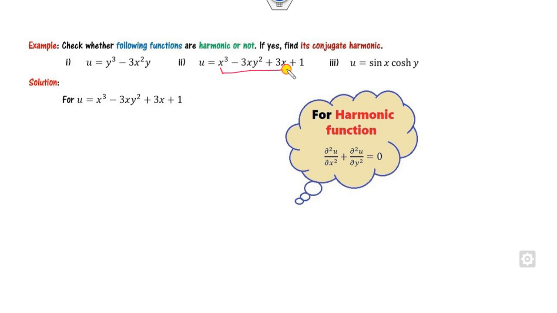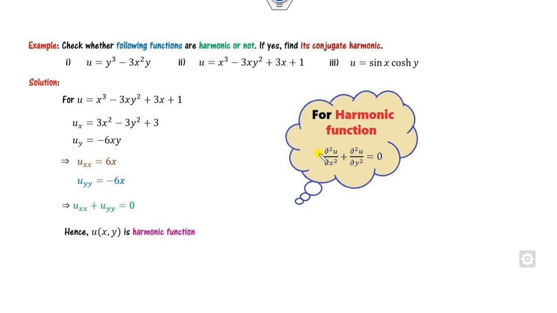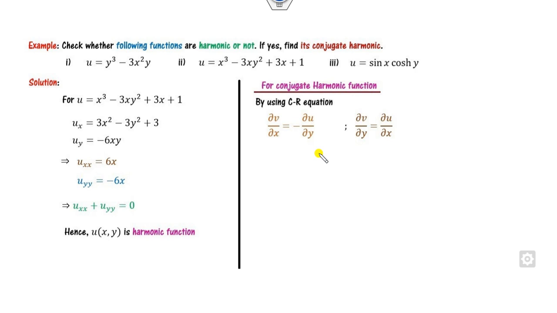Look at the second part. How can you do that? Again, your target is to first find the partial derivative of u with respect to x and u with respect to y. So you will get it as here. Then find the partial derivatives again, and you can see this property is satisfied. Fine. How do you find the harmonic conjugate?